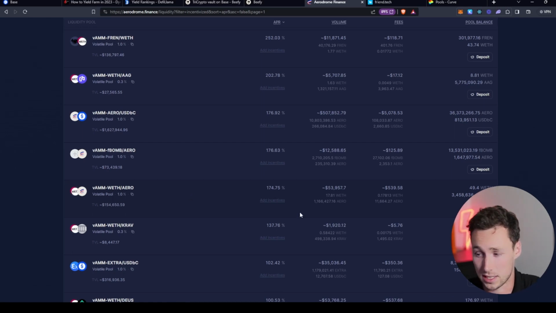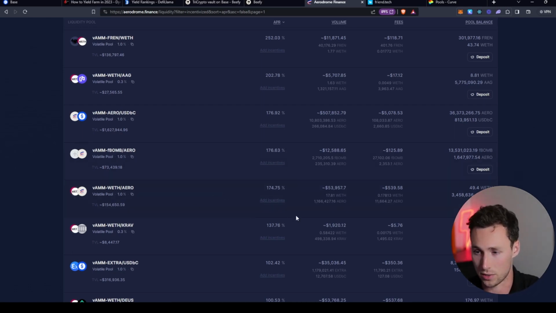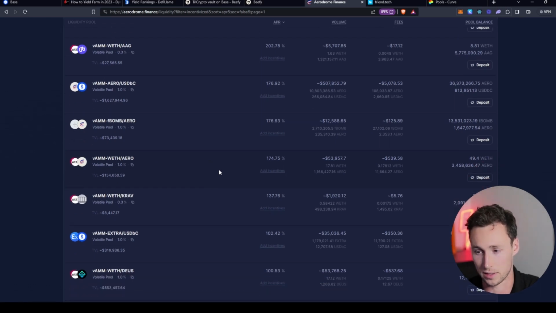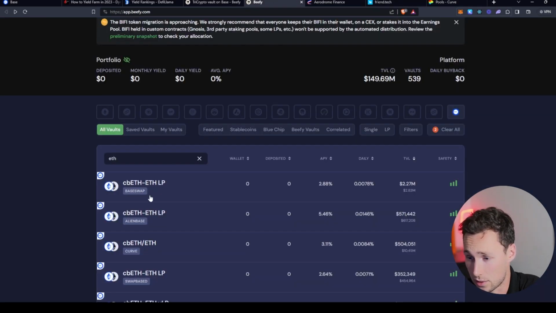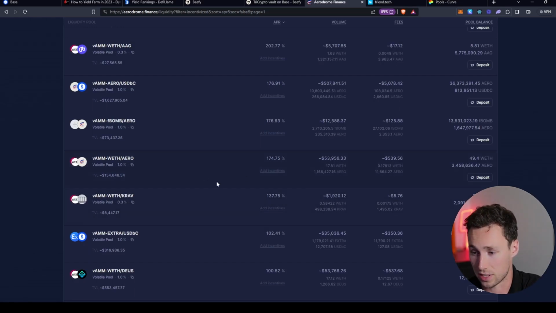And so the interest is good, but really the bet here is if Base does well, Aerodrome will do well. So you would never go into this pool unless you had already developed a very strong conviction in Base and in Aerodrome. But in this exercise, I'm going to say if I believe in the success of Base, I'm going to want some exposure to the main decentralized exchange. So I'm going to go into this pool for 175%. And then I'm going to go into this Try Crypto pool for 13.37%. So I've got some good exposure to ETH yield on Base. I've got some exposure to the main DEX on Base.